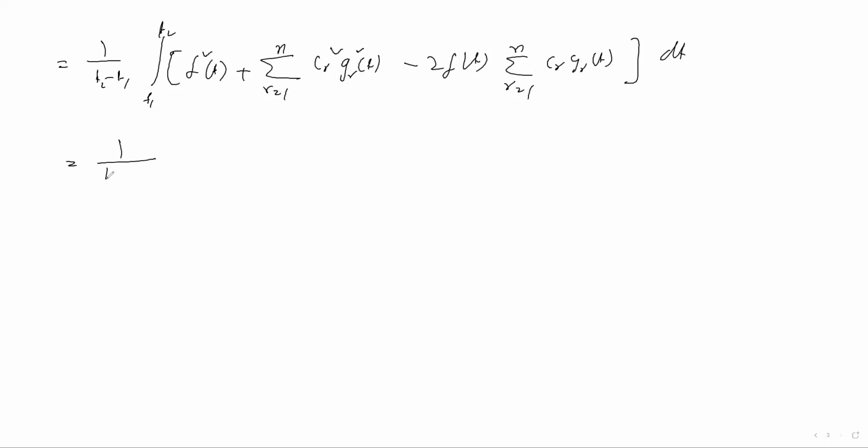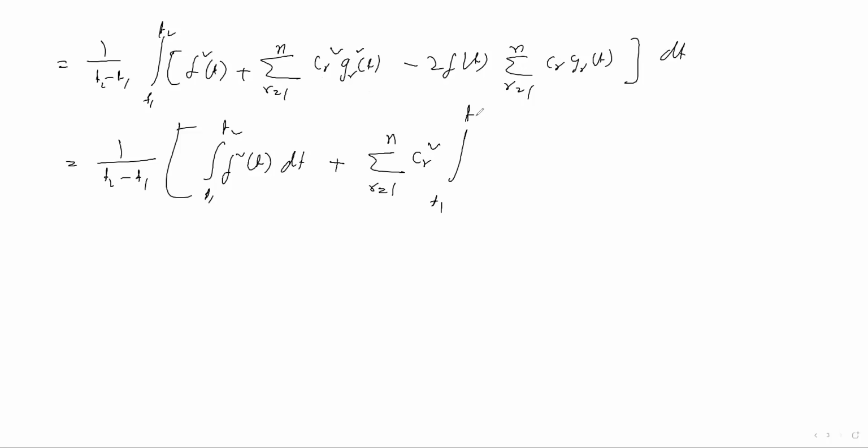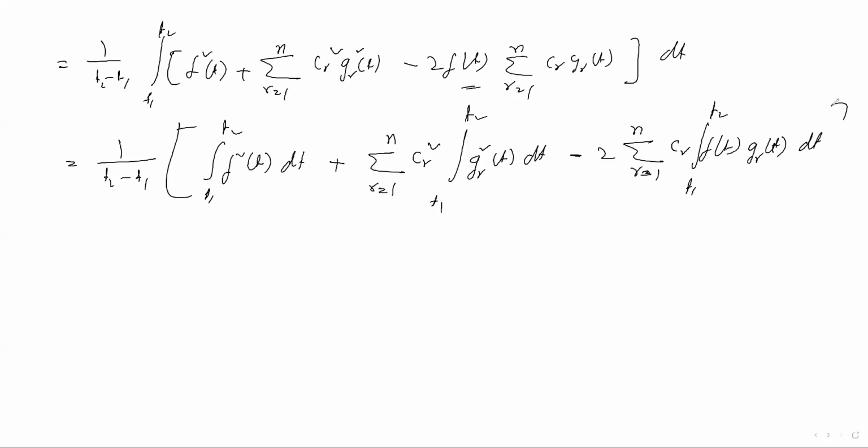Let me take the integration terms inside the bracket: the integral from T1 to T2 of f squared(t) dt, plus, taking the summation outside, r equal to 1 to n of Cr squared, then the integration of Gr squared(t) dt, minus twice the summation r equal to 1 to n of Cr times the integral from T1 to T2 of f(t) Gr(t) dt. This is the equation.